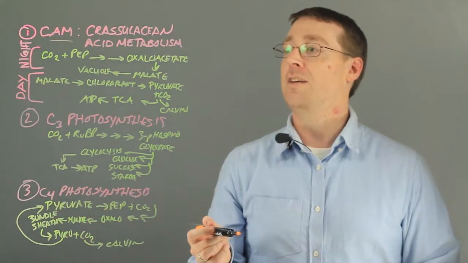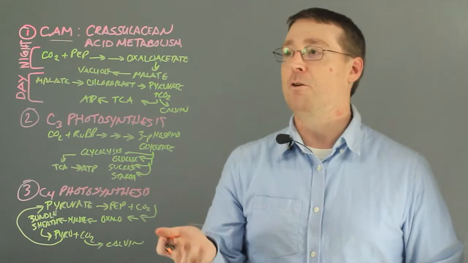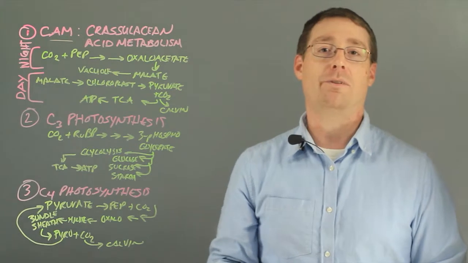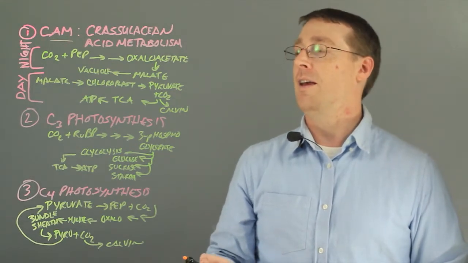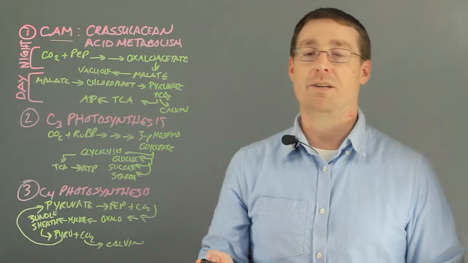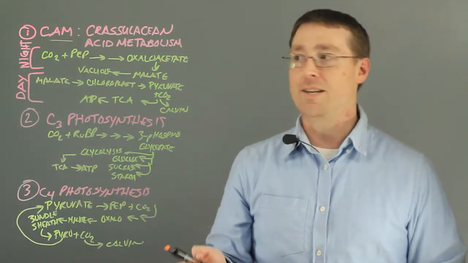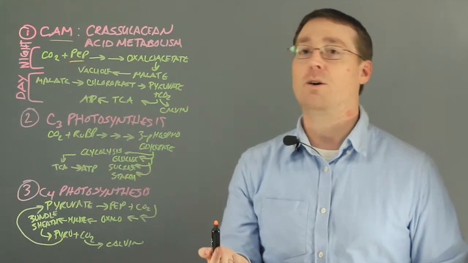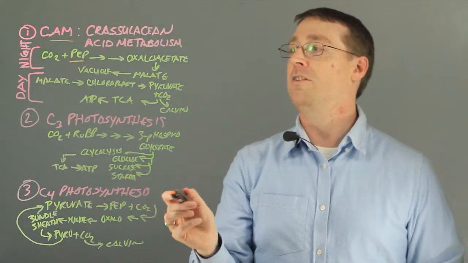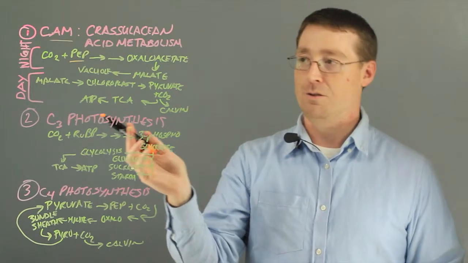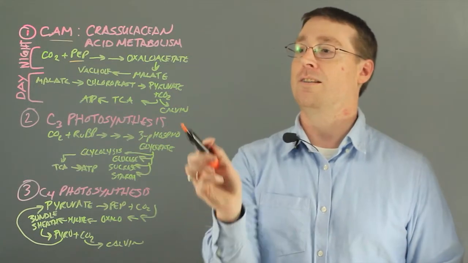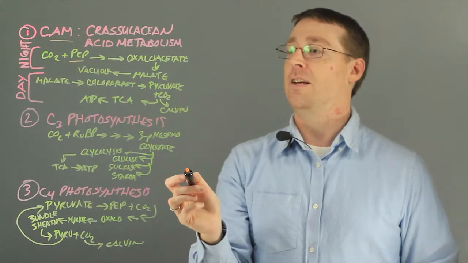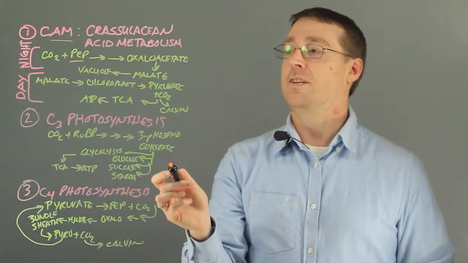So if we start with CAM plants, these represent a minority of plant life on Earth. Examples are pineapple and some flowering plants. CAM metabolism takes place in two stages. The first is at night, in which CO2 combines with phosphoenol pyruvate, or PEP, in the presence of an enzyme called PEP-C to eventually generate a compound called oxaloacetate, which is then converted to malate, a form of sugar, and stored in the vacuoles until the daytime.